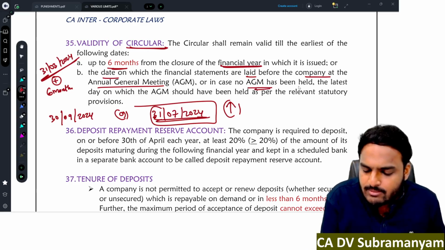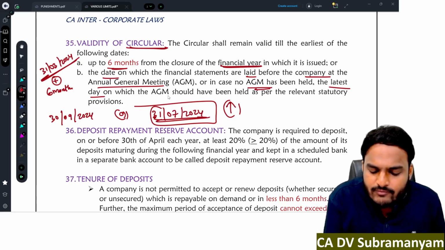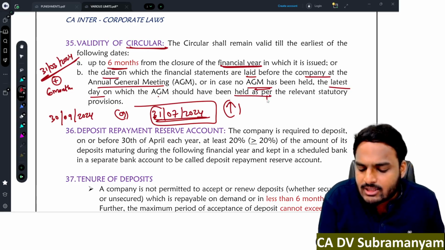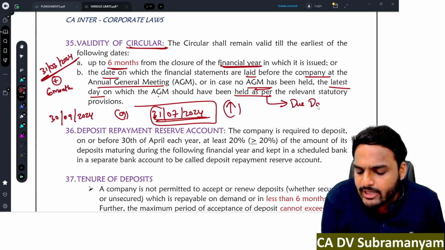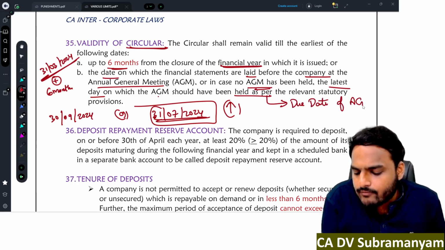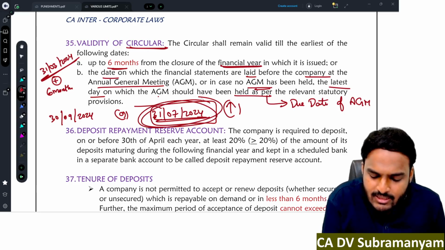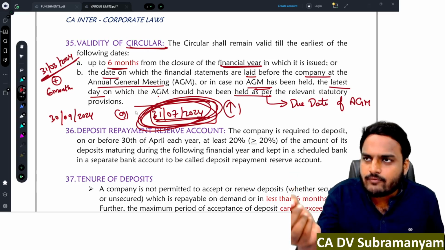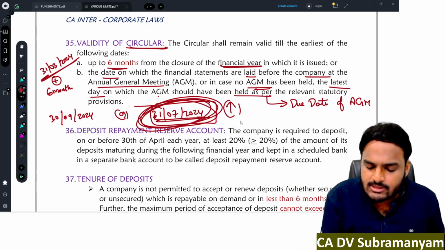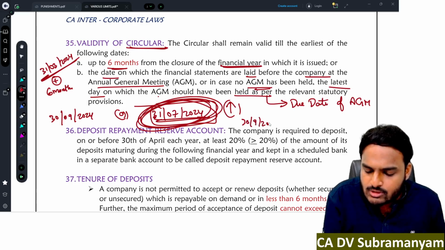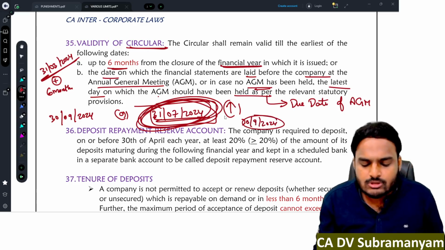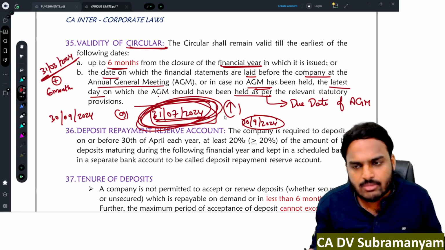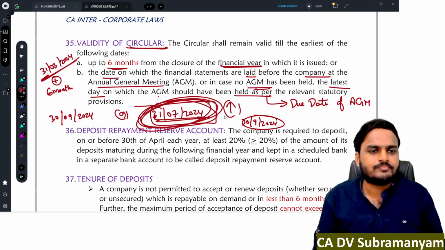In case no AGM has been held, the latest day on which the AGM should have been held means the due date of AGM only. That means if the second time period is not available, then what is the due date of AGM, sir? The due date of AGM is 6 months from the closure of the financial year, sir. Then 30th September 2024. So whichever is earliest means 30th September 2024 only.